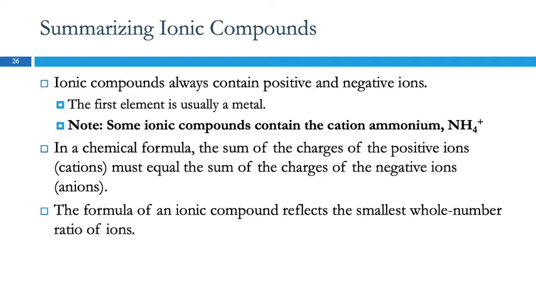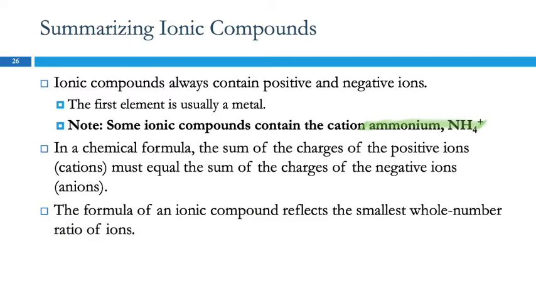So the first element is usually a metal. And the one exception that we will see in Chem 1A is ammonium ion. This is an ion composed of nonmetals, but it has a positive charge. Everything else that's ionic in Chem 1A will have a metal first. And I say in Chem 1A because outside of Chem 1A there's a whole bunch of other things, but we're not going to worry about those.